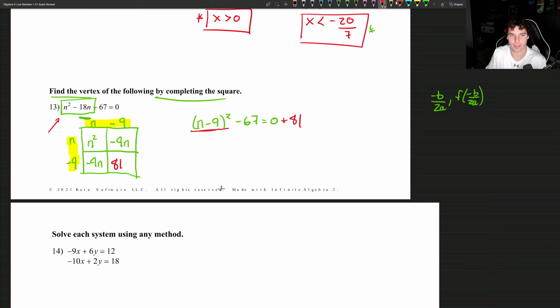Right, and if we simplify that, or if we get this 81 to the left, we get n minus 9 squared is equal to, what is it, 14? So plus 14. Right, and then this means our square is completed. And then the vertex, what I'm actually looking for, is 9, positive 14. Right, it's the opposite of what's inside and exactly what's outside.